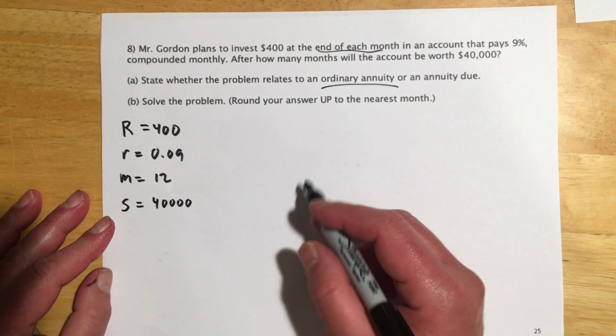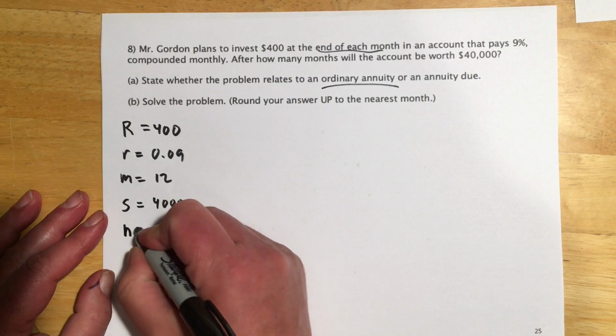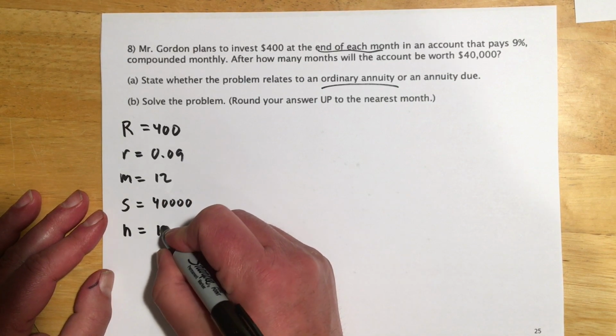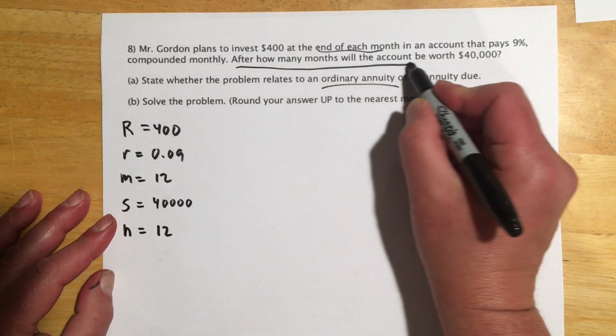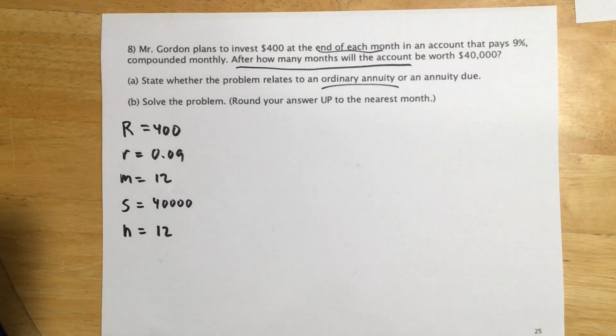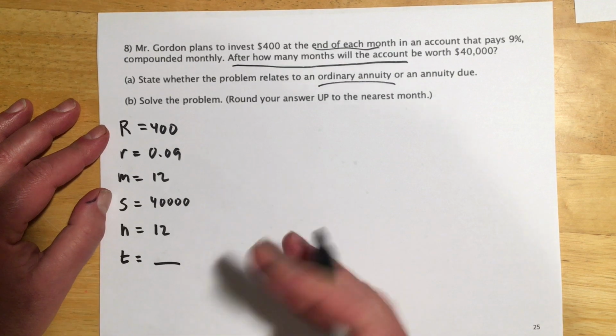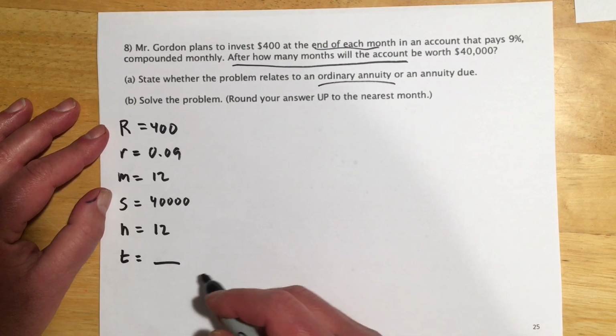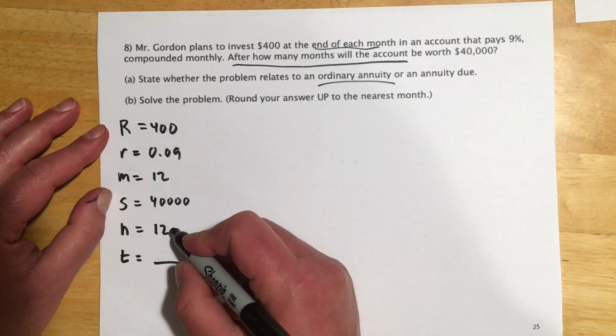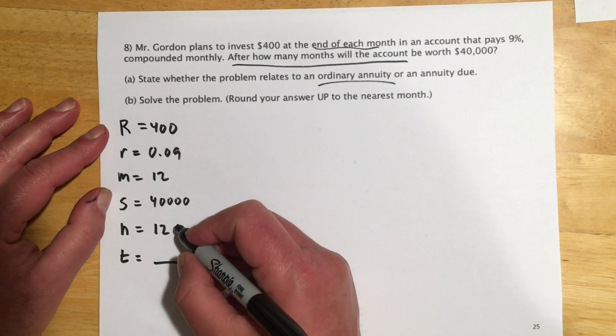And let's see, so we need N. So N is going to be 12 times how many months, and that's the thing we don't know. That's the T. And this is going to be T in months, so that's a little bit different from what we're used to. So N is actually kind of an unknown. This is going to be like a 12T there.